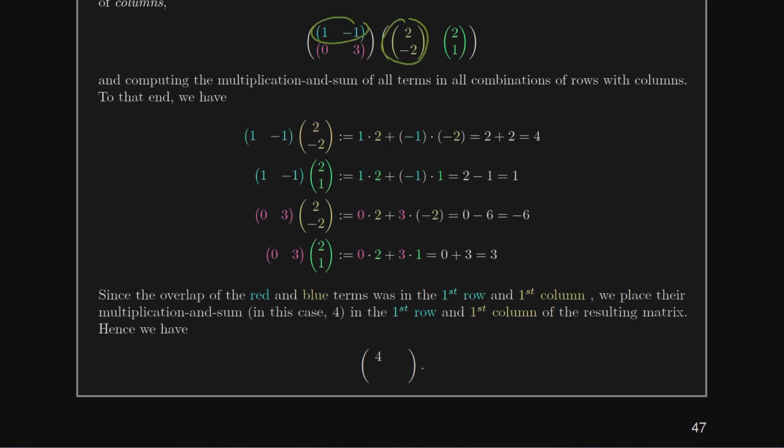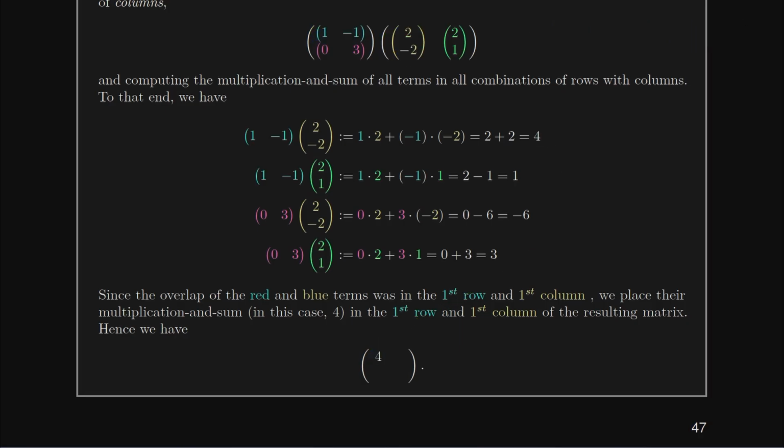What do I do with that multiplication? Well, what's the overlap between the first row and the first column? They overlap in the top left entry. So once I know that they overlap in the top left entry, I say this answer 4 goes in the top left entry.